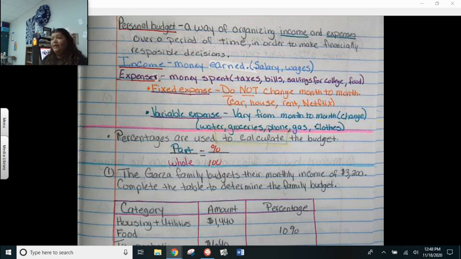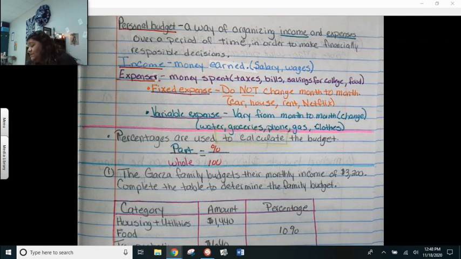Netflix. Okay. You pay the same amount for your subscription. So things like that are called fixed expenses. They're not going to fluctuate. They're going to be the same amount every single month. Okay. The other one is a variable. So it's the opposite of fixed. It's going to change. It changes from month to month, depending on how you use it, how much you use.